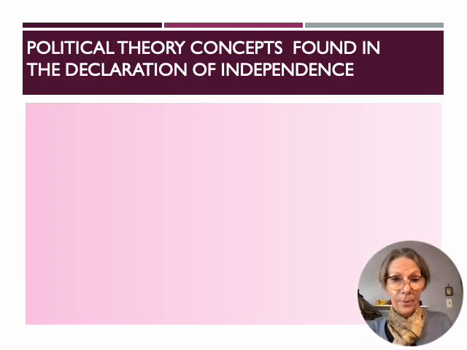Okay, so that brings us to the political theory concepts that are found in the Declaration of Independence and that are derived primarily from the work of John Locke, but obviously with the great assistance of Thomas Hobbes as it relates to the social contract, okay?